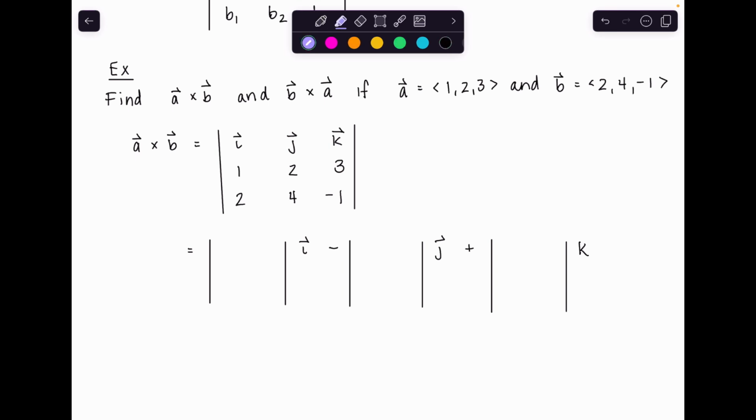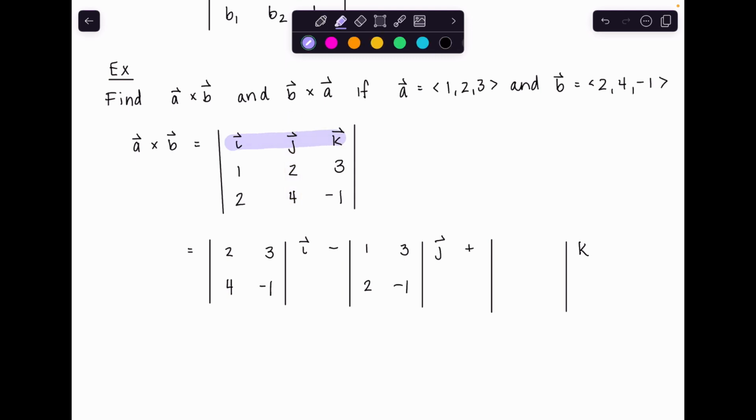So starting with I, I'm going to go ahead and cross out everything in the same row and column. And the things that are left are 2, 3, 4, negative 1. Now we do the same thing. For J, we ignore everything in the same row and column. The numbers that are left are 1, 3, 2, negative 1.